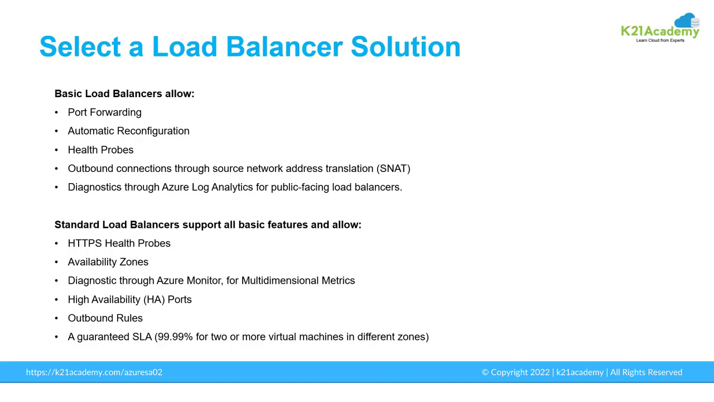It cannot be used with availability zones. Standard load balancers support all the features that basic supports. Additionally, they support HTTPS health probes, availability zones, which was not there in basic, diagnostics through Azure Monitor, high availability ports, outbound rules, and a guaranteed SLA of 99.99%. That's how you select which tier you want to go with, whether the basic tier or the standard tier.